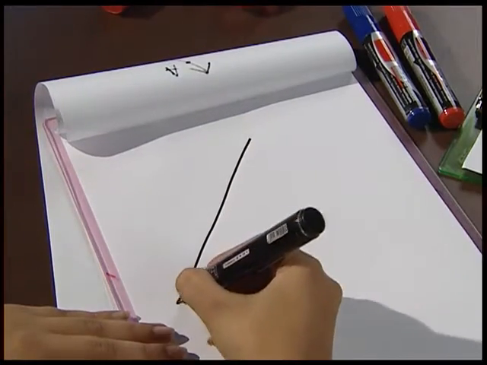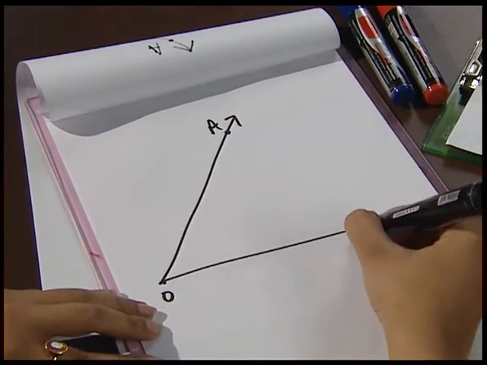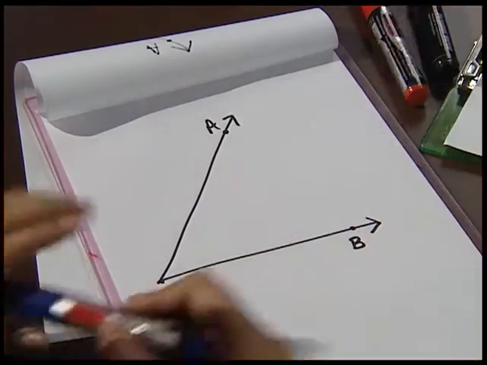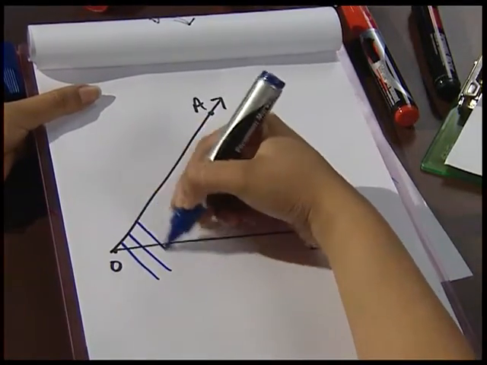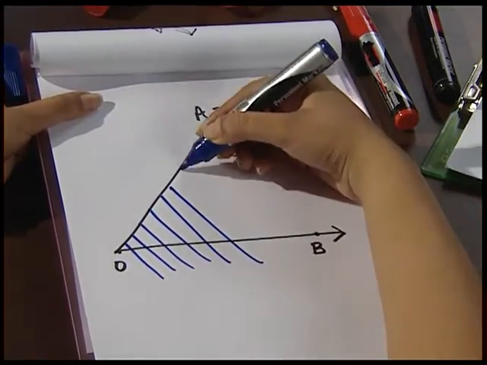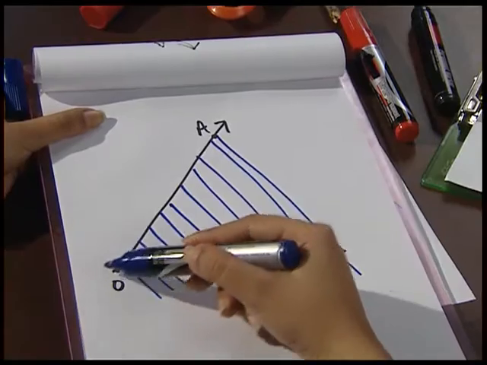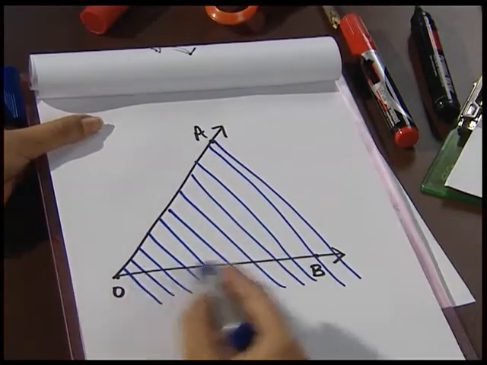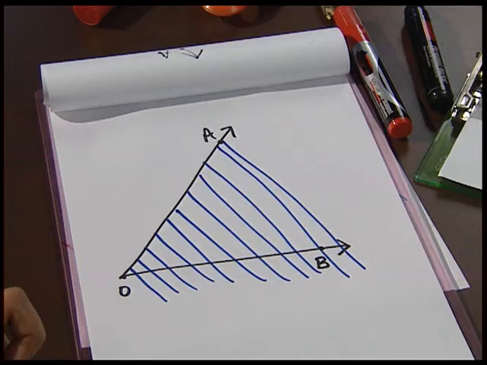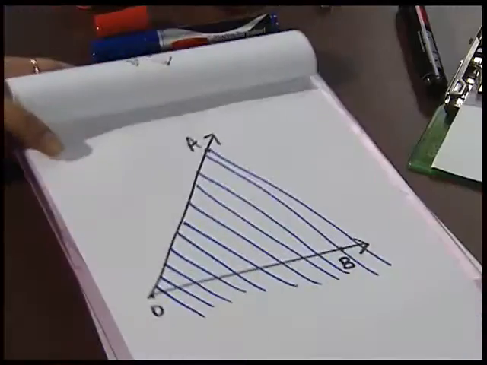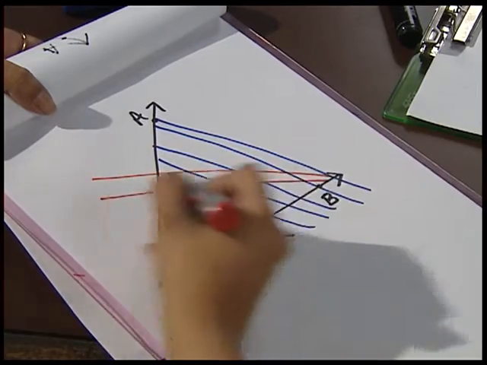Now let me draw an angle AOB and shade the portion bordering OA where OB lies with blue color. Here, bordering OA where OB lies, shading with the blue color. Similarly, we will shade the portion of the paper bordering OB where OA lies.